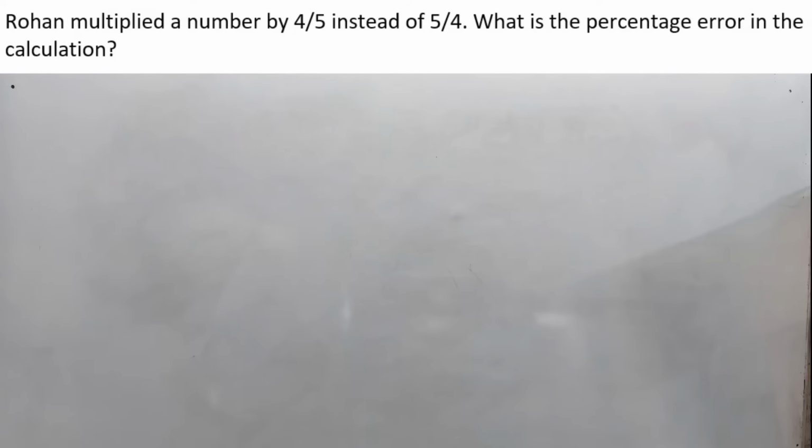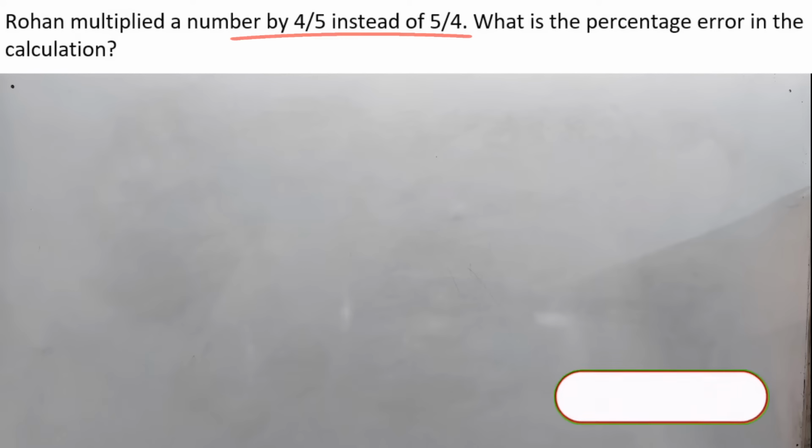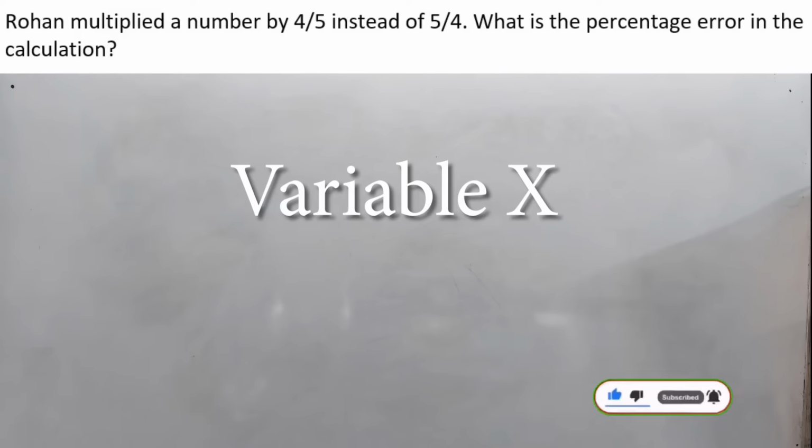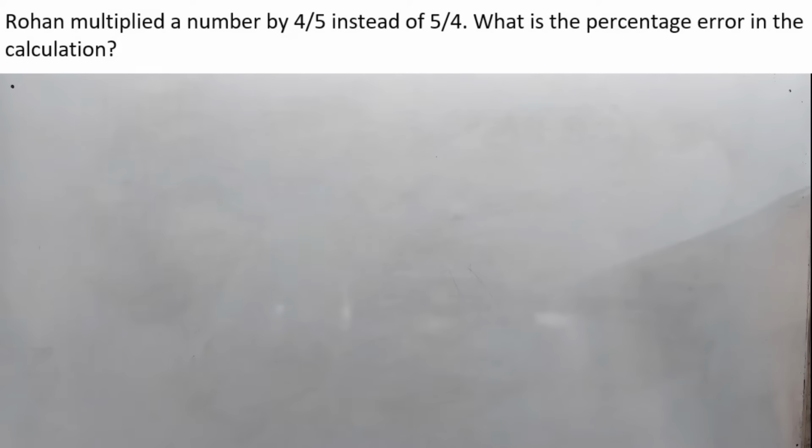Let's take another example. This is also an easy one. Rohan multiplied a number by 4/5 instead of 5/4. What is the percentage error in the calculation? See, definitely we can take X and do so much calculation, but it's not required. My suggestion will be to stop it here, try it by yourself and then come back and see the video. Hopefully that will help you a lot.